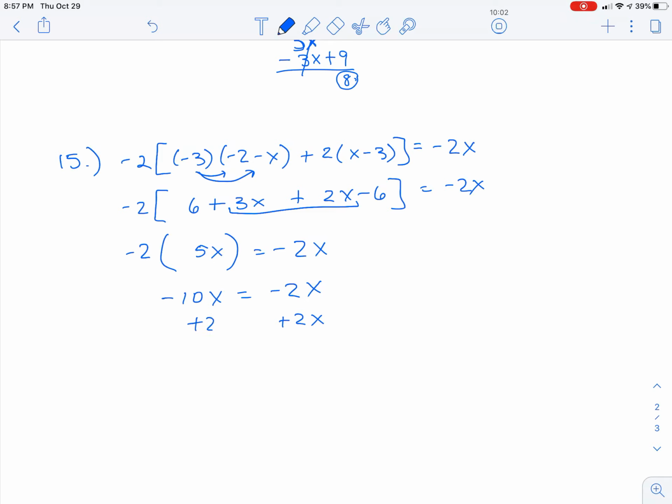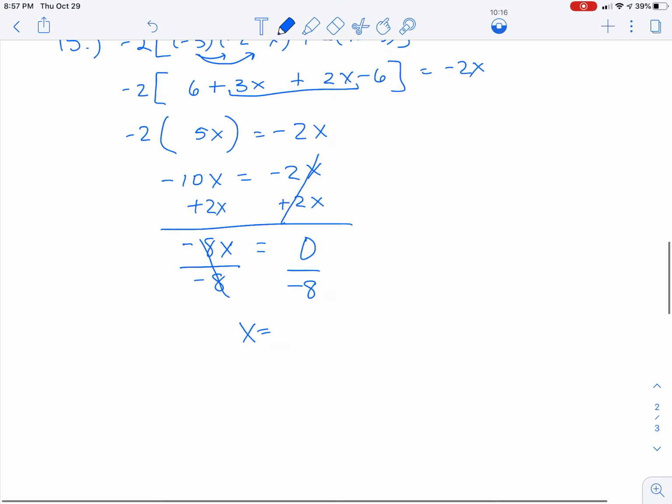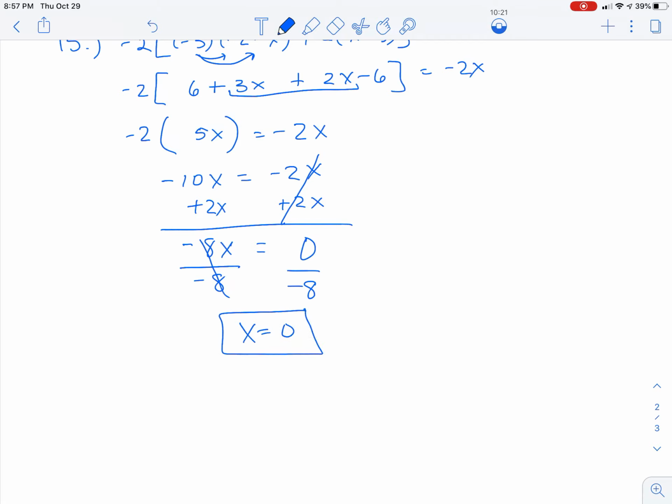I'm going to add 2x to both sides, or you can do 10x to both sides. It doesn't matter. I'm going to end up with 0 and negative 8x. I'm going to divide both sides by 8 because we're trying to isolate x. 0 in the numerator is okay. That ends up being x equal to 0. Remember, if you have a 0 in the denominator, if it had turned out that way, that's undefined. You cannot have a denominator of 0.